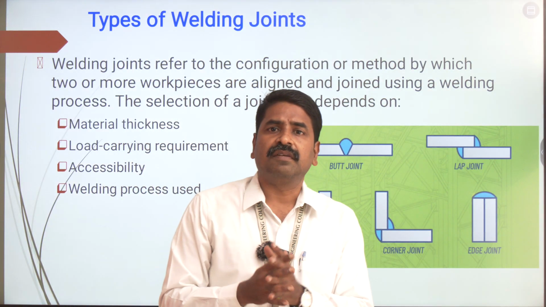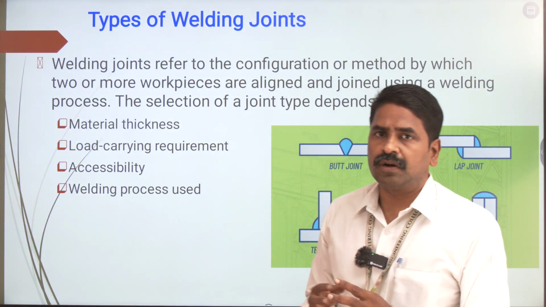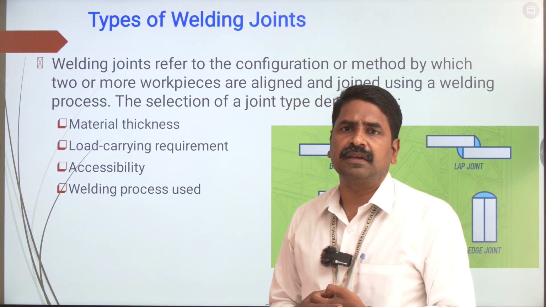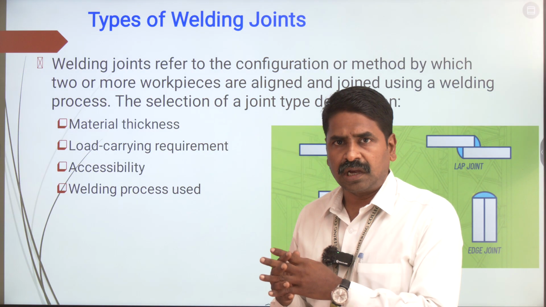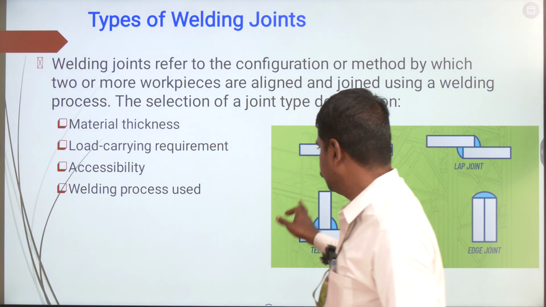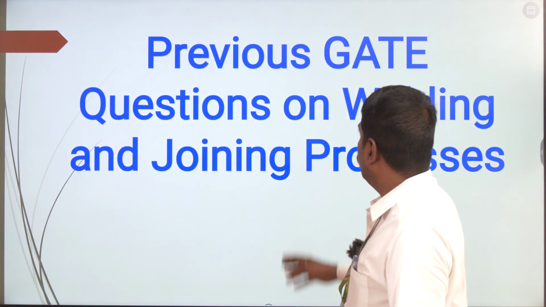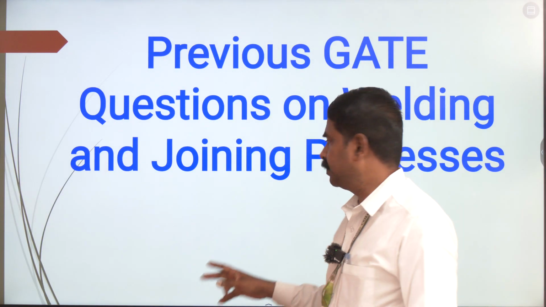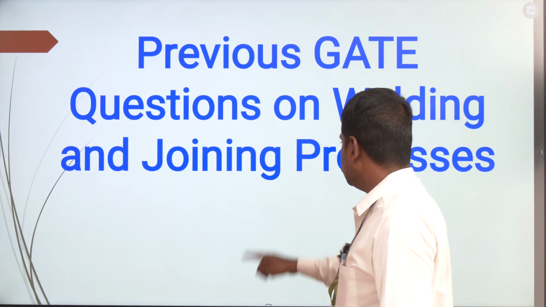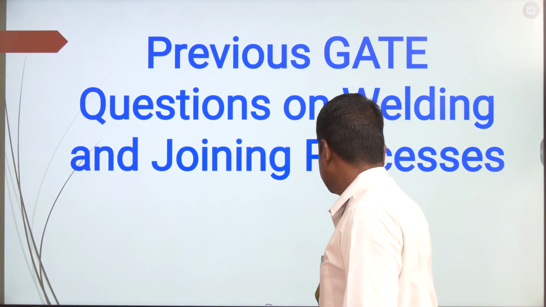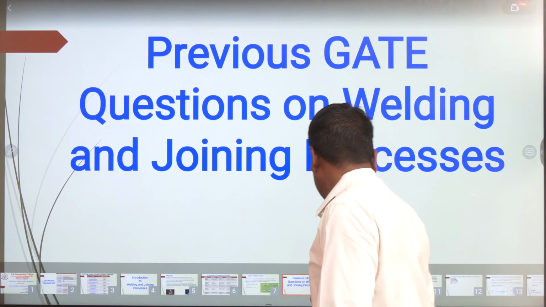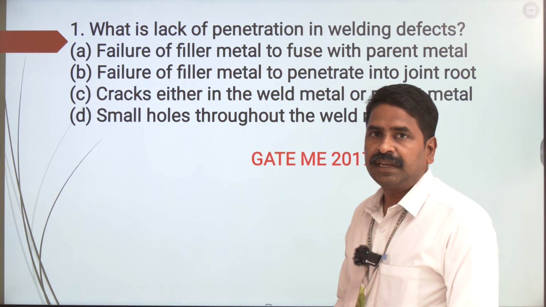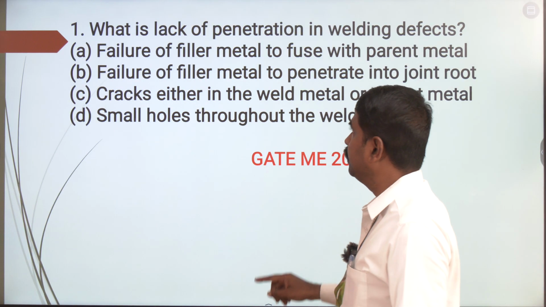So with this background, we are going to move on to the questions and problems which have been asked in the previous GATE year question papers, and we are going to solve them and find out the answers. These are the previous GATE question papers with respect to the subtopic welding and joining process. If you look at the first question, it has been asked in the year GATE 2017.